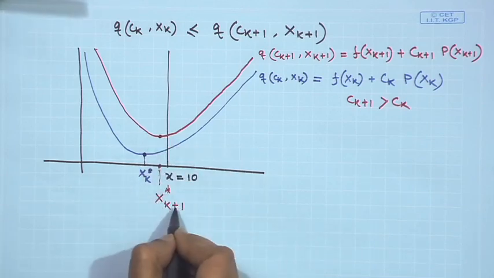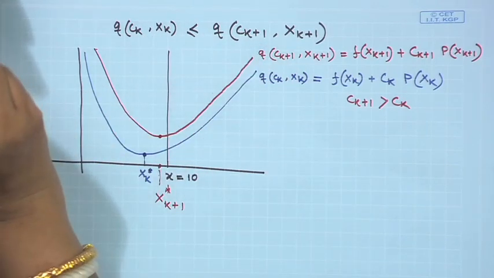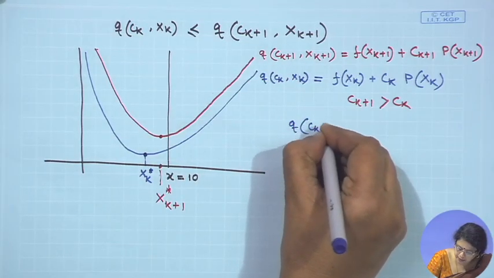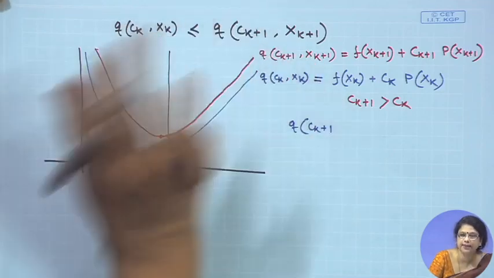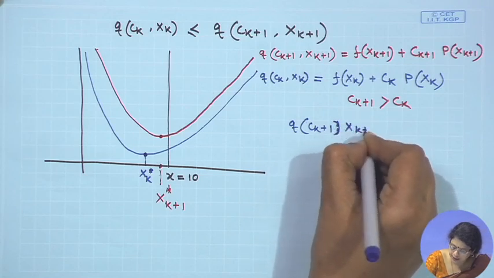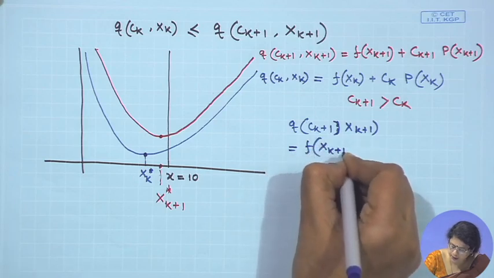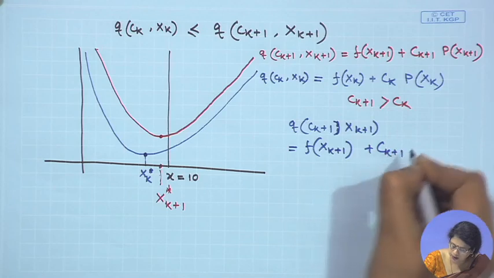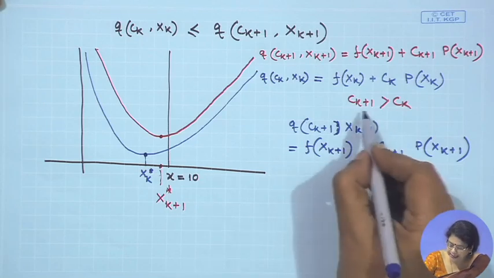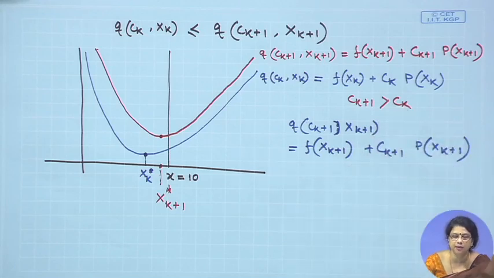That is why if this is c_k+1 this way, now we need to prove this one. Let me start from the calculation, let me start from the value of q(c_k+1). I need to prove that this is better than this. q(c_k+1, x_k+1) is equal to, just you see the calculations, f(x_k+1) plus c_k+1 p(x_k+1), all right. Now, c_k+1 is a higher value than c_k, because the methodology demands that.